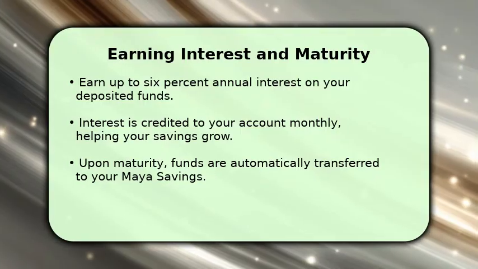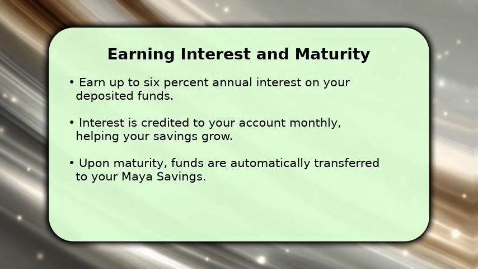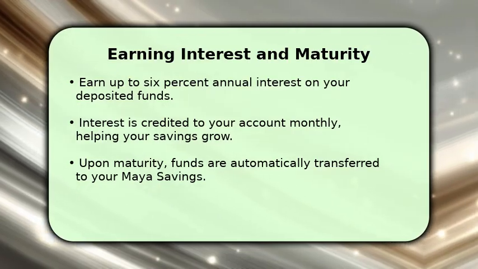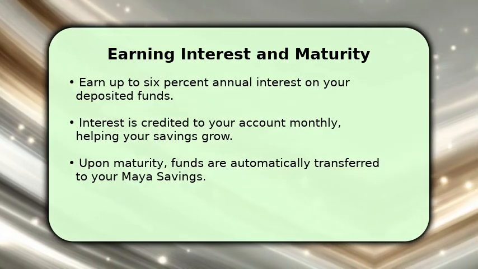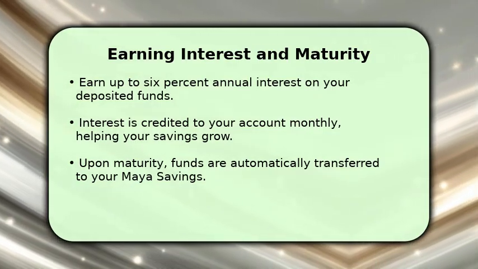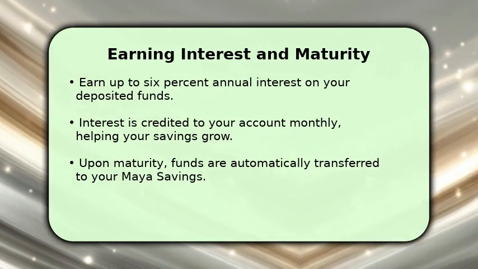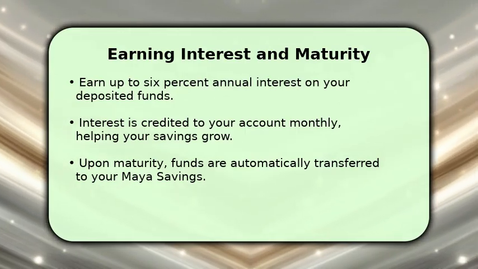With Maya Time Deposit Plus, you can earn an attractive interest rate of up to 6% per annum. Your interest earnings are conveniently credited to your account every month, allowing you to see your money grow steadily. Once your chosen term matures, your total deposit plus the accumulated interest, minus any applicable taxes, will be automatically transferred to your Maya Savings account.